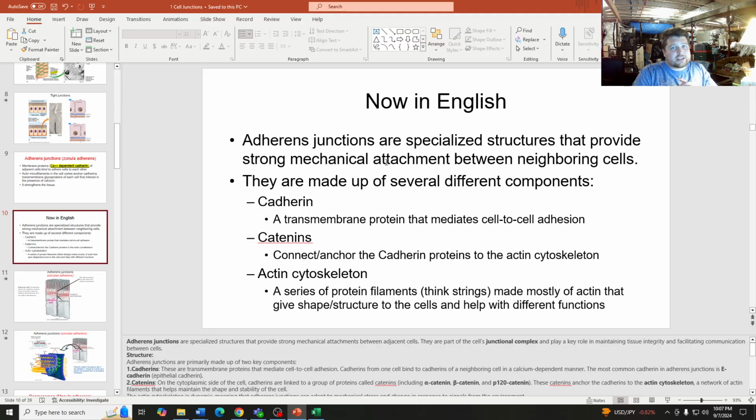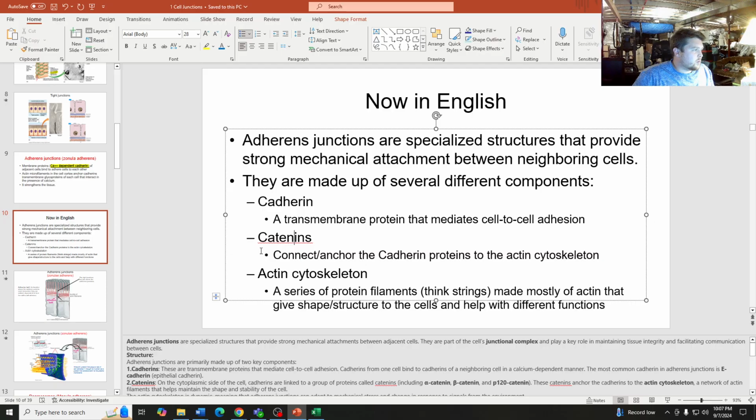Although the tight junctions do join the cells to create a barrier, the actual adhesion of the cells together is not as strong in the tight junctions as it is in the adherens junctions, aka the zonula adherens. They are made up of several different components. We have the cadherins, we have the catenins, and we have also part of the actin cytoskeleton.